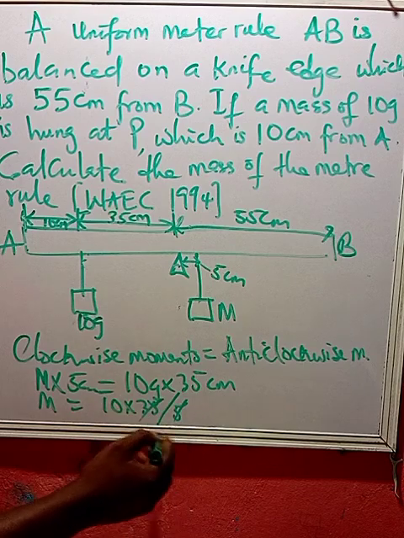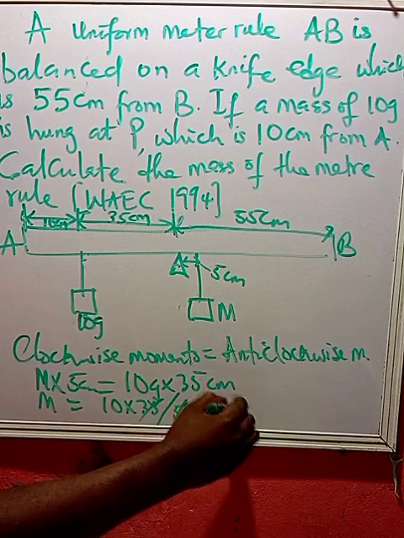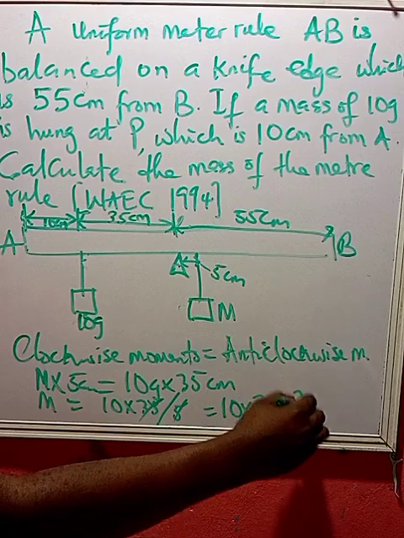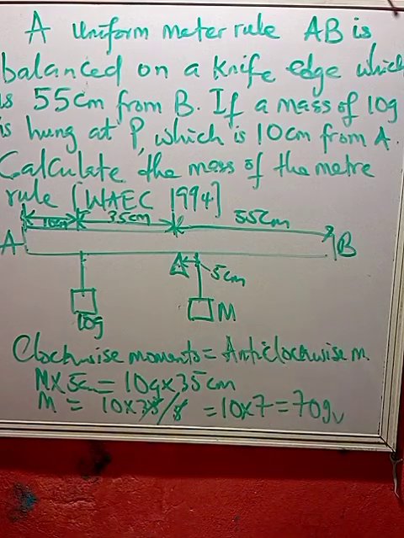If 5 cancels 35, we have 7. So M is equal to 10 times 7, which is what? 70 grams. So the mass of the meter rule, which lies at the center of the meter rule, is 70 grams.